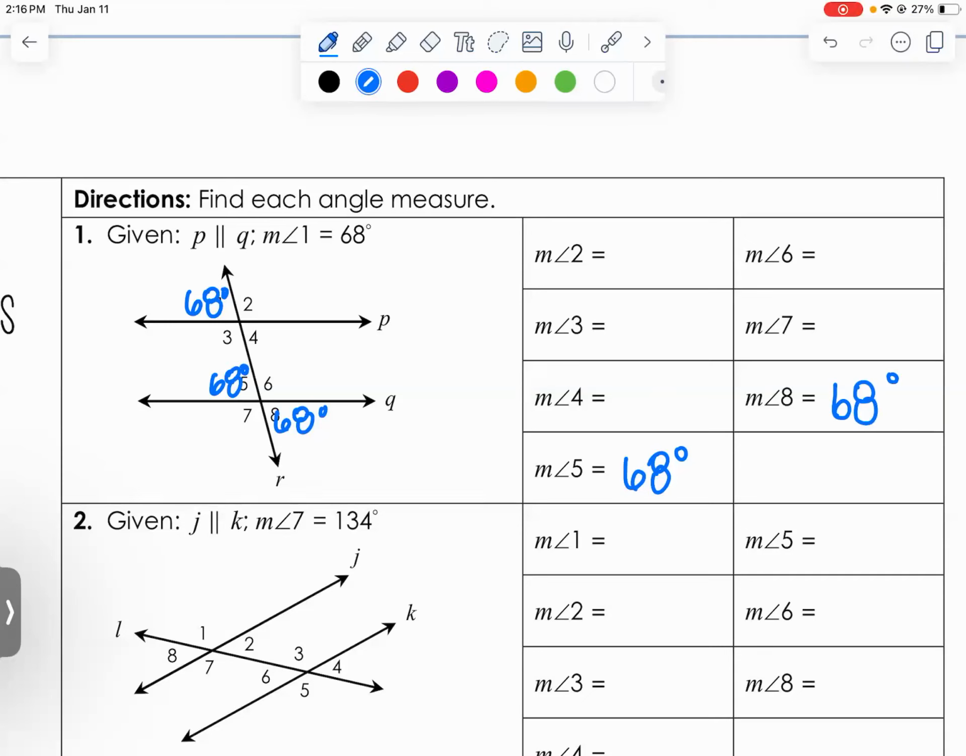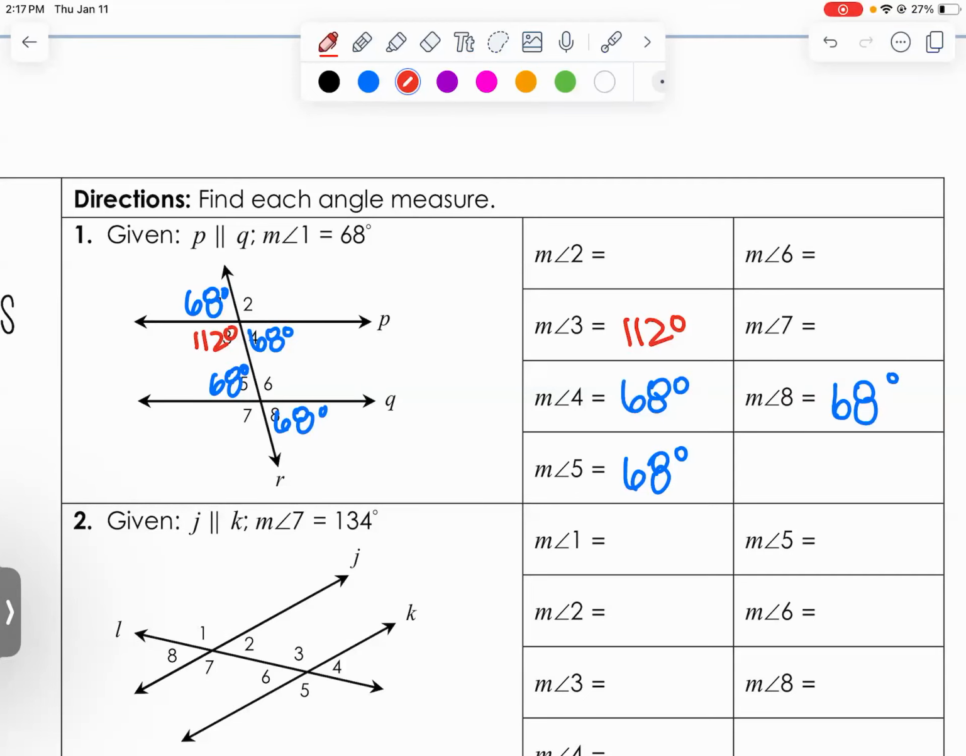Okay. Let's see. Henry, there's one more angle that's 68 degrees. What kind of angles, Henry, are angles 4 and 5? The alternate interior. Very good. Okay. Now, ready for this? If angle 5 is 68 degrees, what does that mean about angle 3? 112 degrees. So we know that consecutive interior angles need to be supplementary.